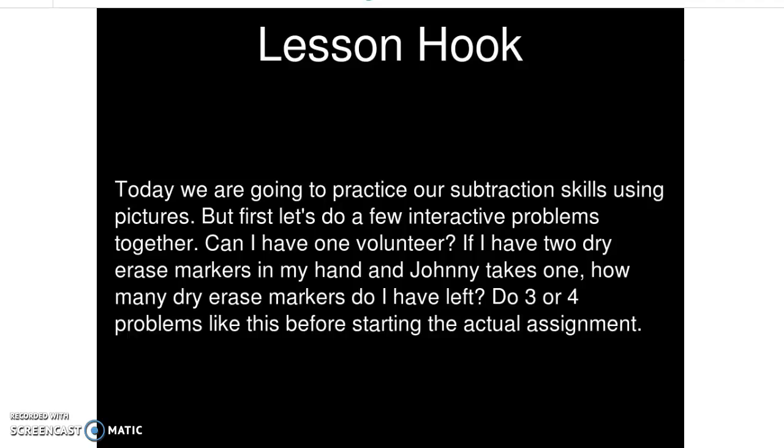So if I had 2 dry erase markers in my hand and Johnny takes one, how many dry erase markers do I have left? I would plan to do 3 or 4 of these problems just to give the students a good idea of what their actual lesson would be.